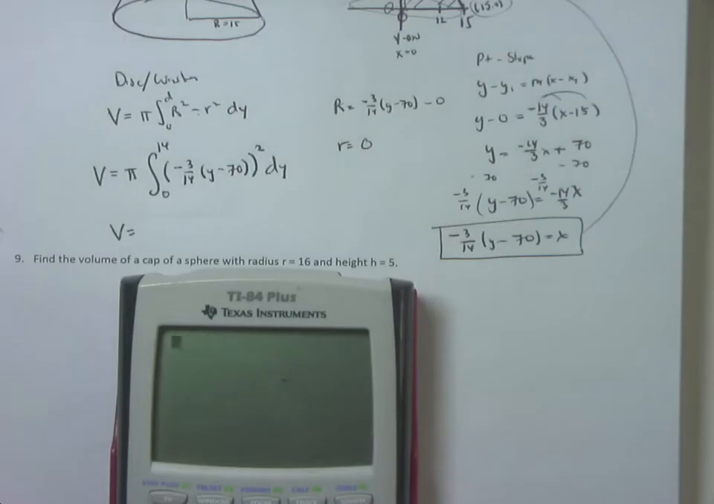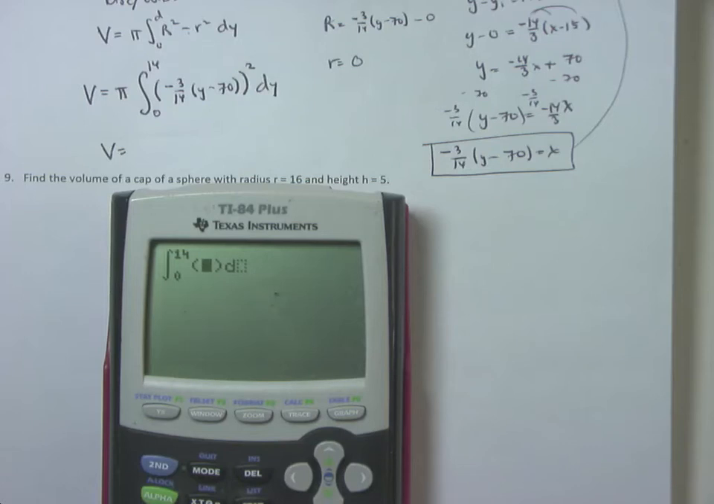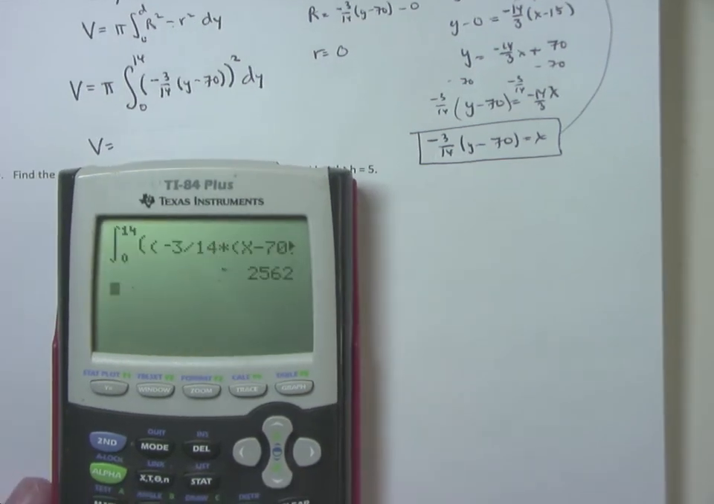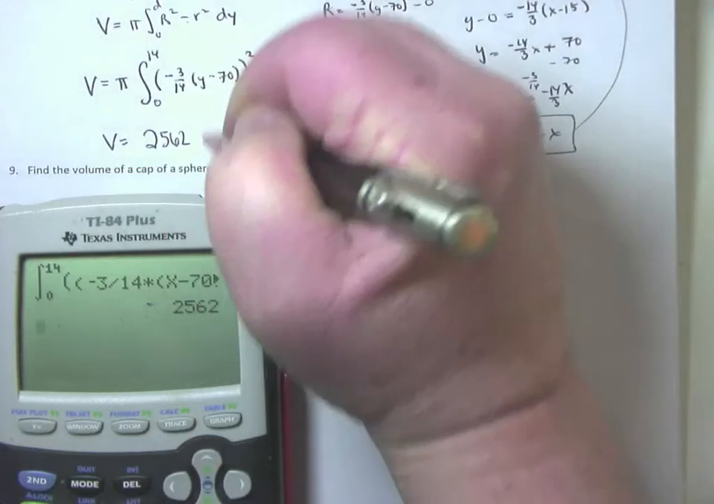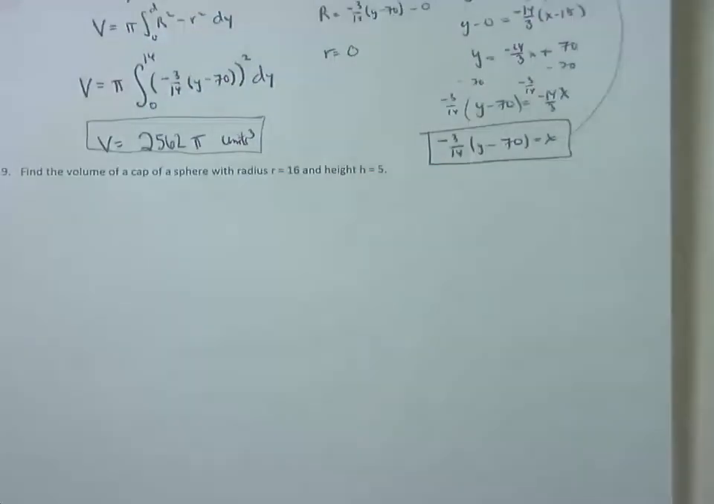So to get the volume, leaving off the pi, math integral, math number 9 there, integral from 0 to 14 of, notice how I use another parenthesis around the whole thing, negative 3 divided by 14 times parentheses, instead of y's I use x, x minus 70, close parentheses again for the whole thing, squared dx. And when I chunk this thing in my calculator, what should I get? I got a positive number. And I've got to put pi back on there. And the answer to this problem, it really is 2,562 pi units cubed. And if you go look it up on Google and plug their little formula in, you'll get the same answer. There you go.